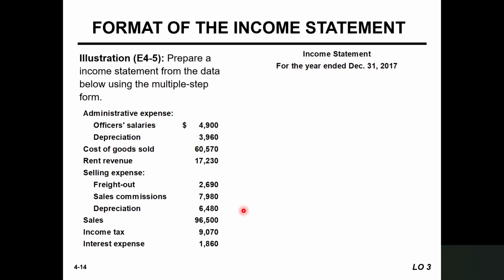So an illustration: prepare an income statement from the data below using a multi-step form. Here you have the activity listed, and the accounts for the activity are listed here: administrative expenses, selling expense, sales, income tax, and interest expense. In preparing an income statement on this side, you'll have the title, the year ending date, and your first item, sales, which is coming from here, 96,500. Cost of goods sold, 60,570, which will give you a gross profit.